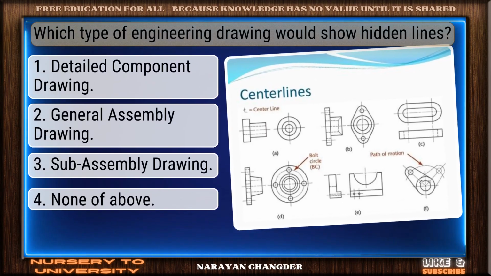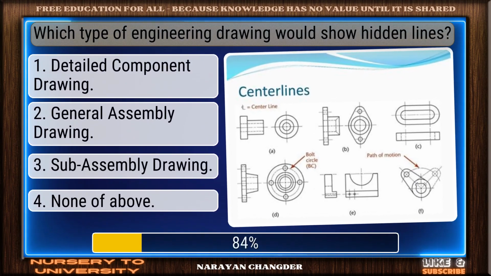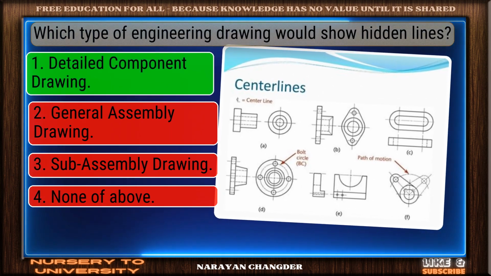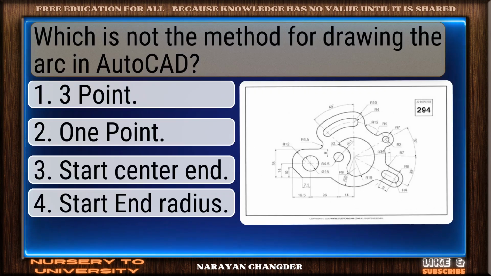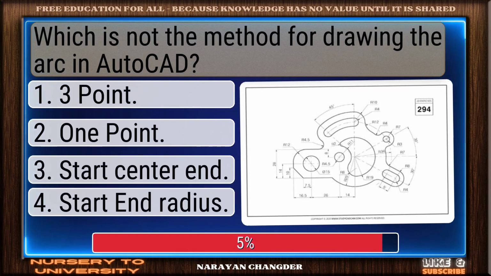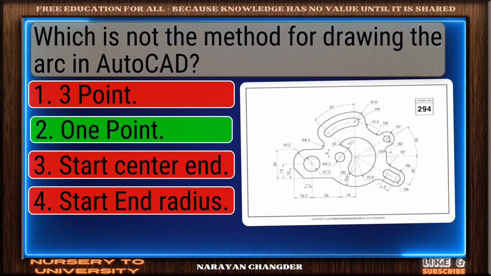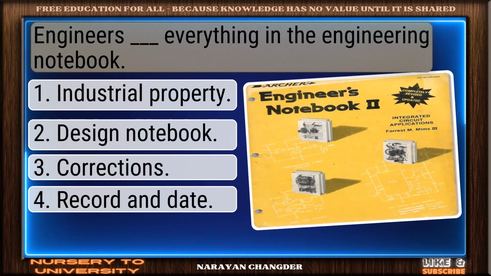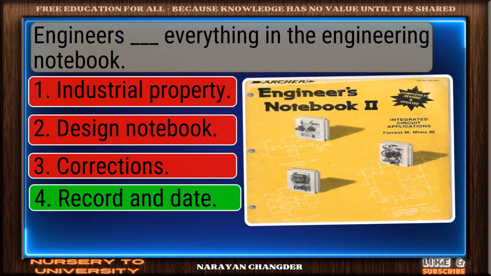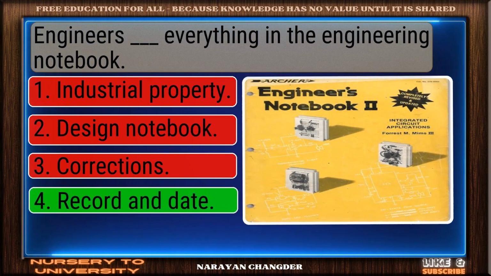Which type of engineering drawing would show hidden lines? You chose detailed component drawing, and it is correct. Which is not the method for drawing the arc in AutoCAD? Bravo. 1 point is the answer. Engineers dash everything in the engineering notebook. Excellent choice. Record and date is the right answer.